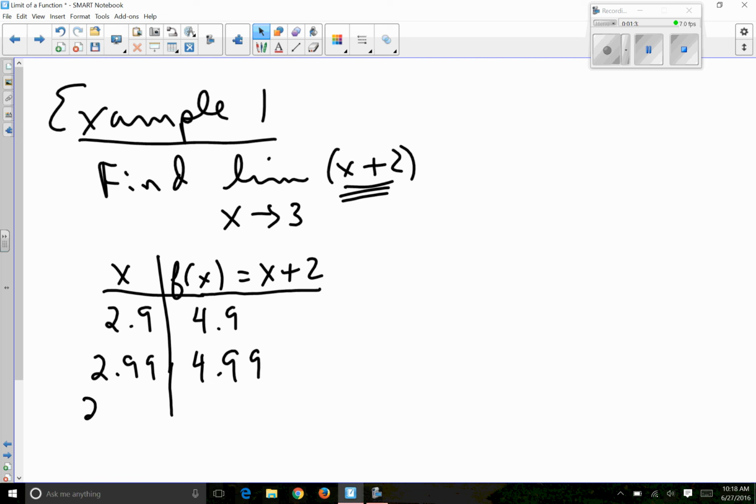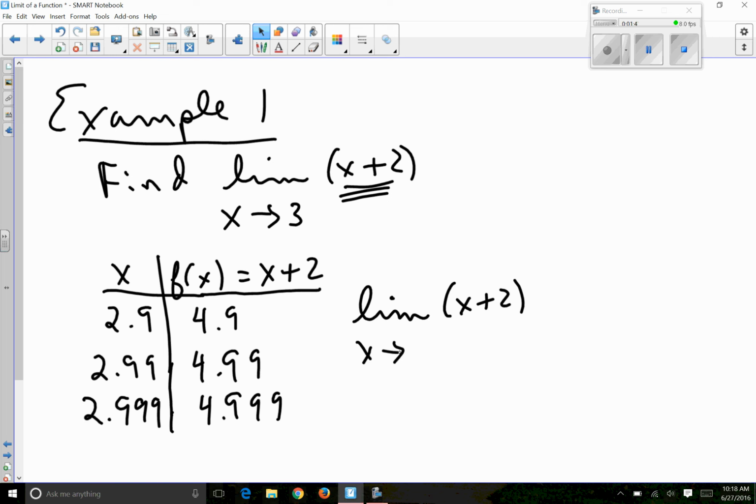If x is 2.999, f of x is 4.999. This table of values shows that the limit of x plus 2 as x approaches 3 from the left is equal to 5, which means as x, that's these numbers, gets closer and closer to 3 from the left, all of these numbers are on the left side of 3, x plus 2 gets closer and closer to 5.